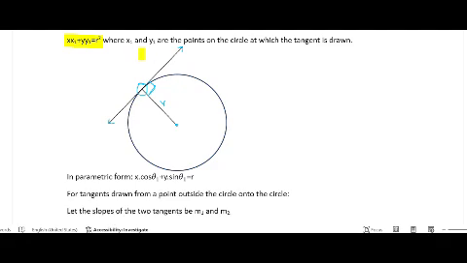And what are x1 and y1? x1 and y1 are the points on the circle at which the tangent is drawn. So x1 and y1 are essentially this point. So this point is x1 comma y1.